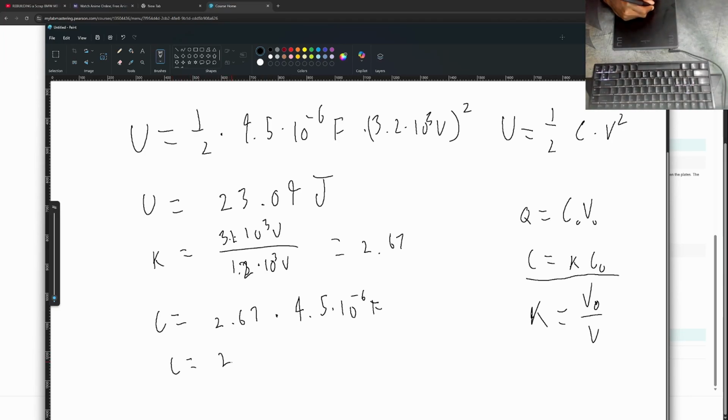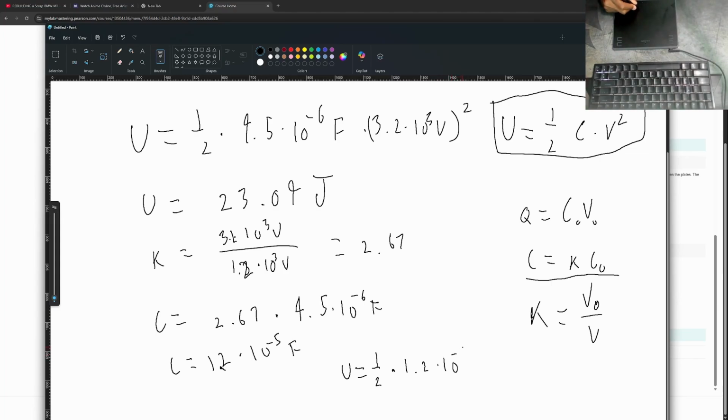So 1.2 times 10 to the power of negative 5 farads. And now that we have that, we can find the stored energy after our capacitance. So we can use this formula. So stored energy is going to equal 1/2 times 1.2 times 10 to the power of negative 5 farads.